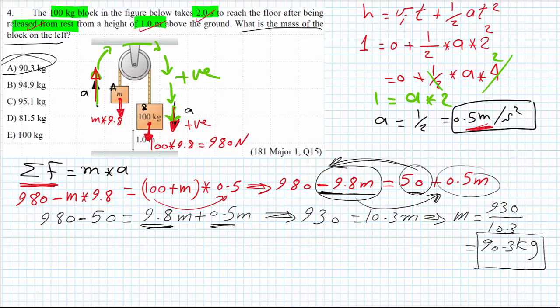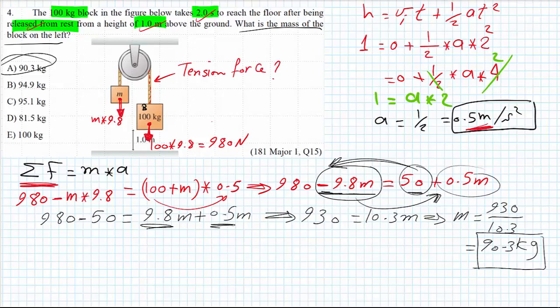But let's ask ourselves another question. What is the tension in the rope here? The tension in the rope, the tension force. The tension force, as I said before, is an internal force. But to find it, you need to separate the two objects.